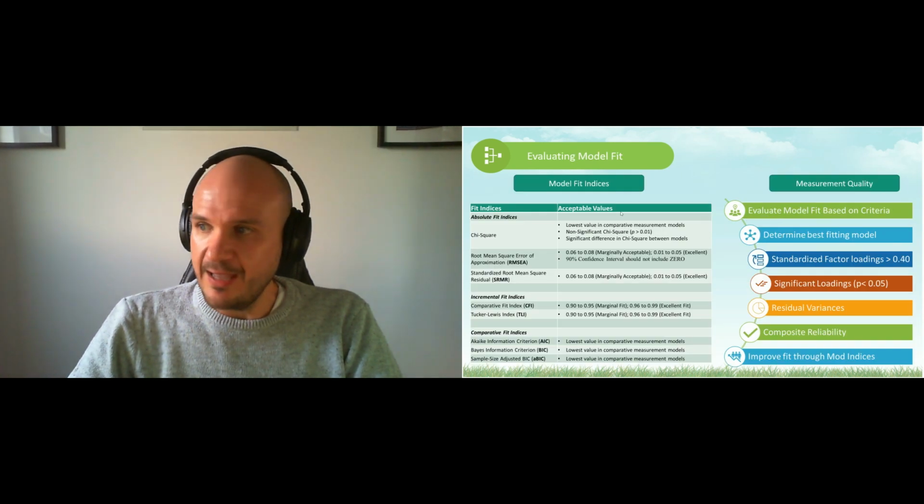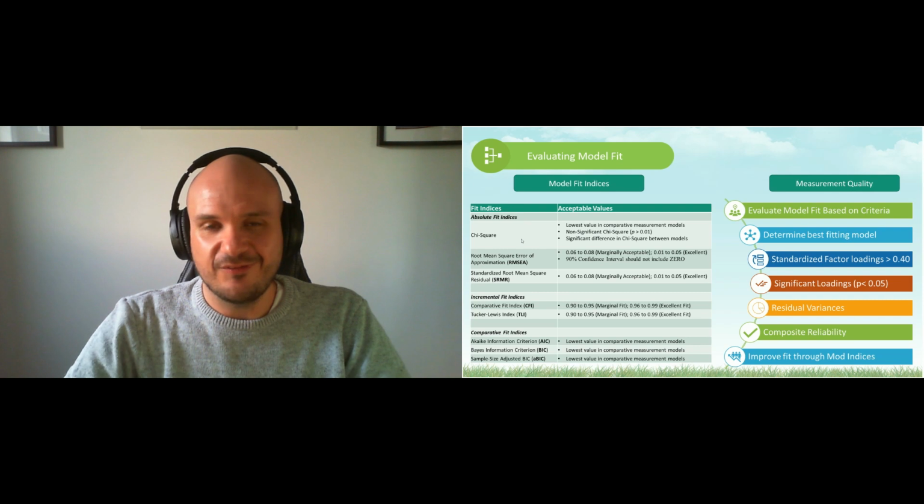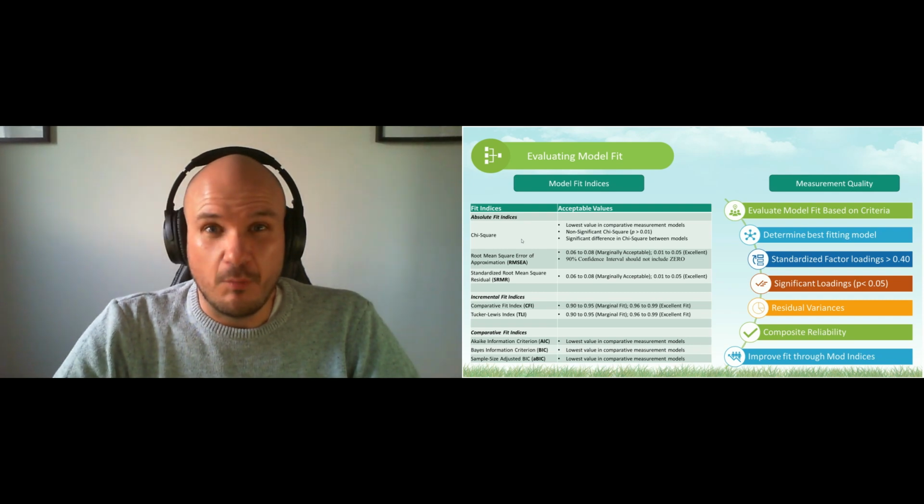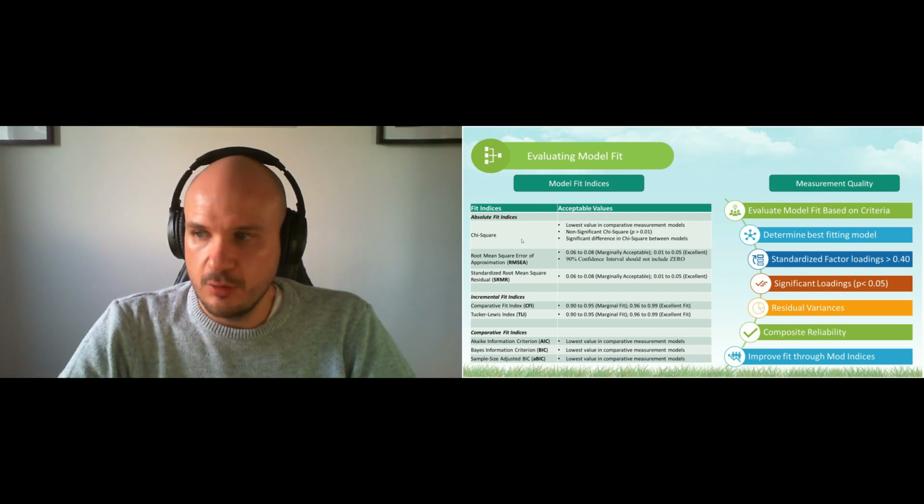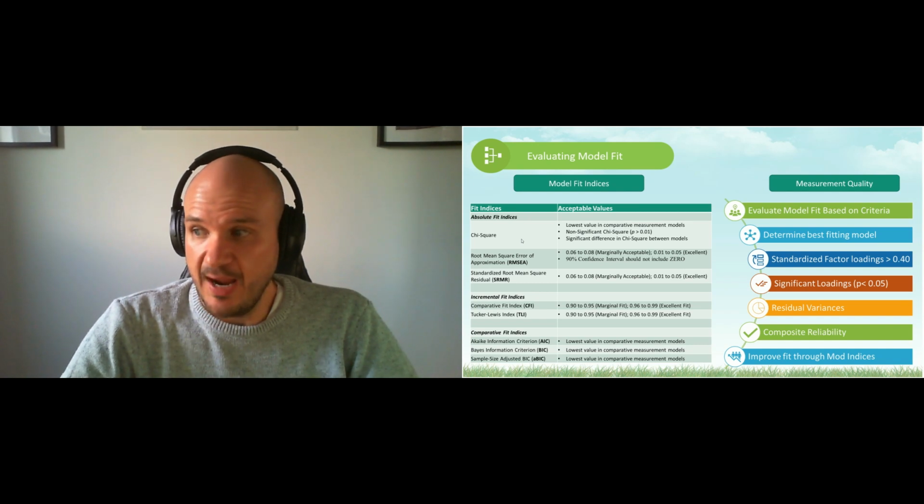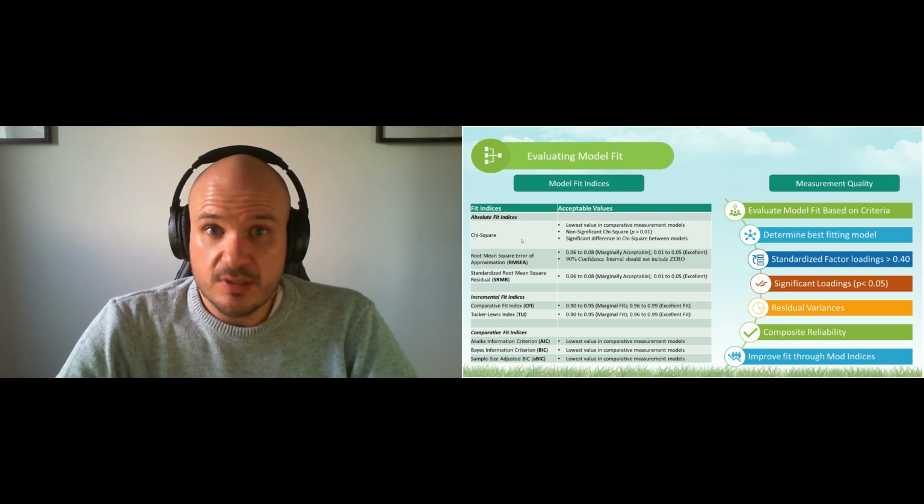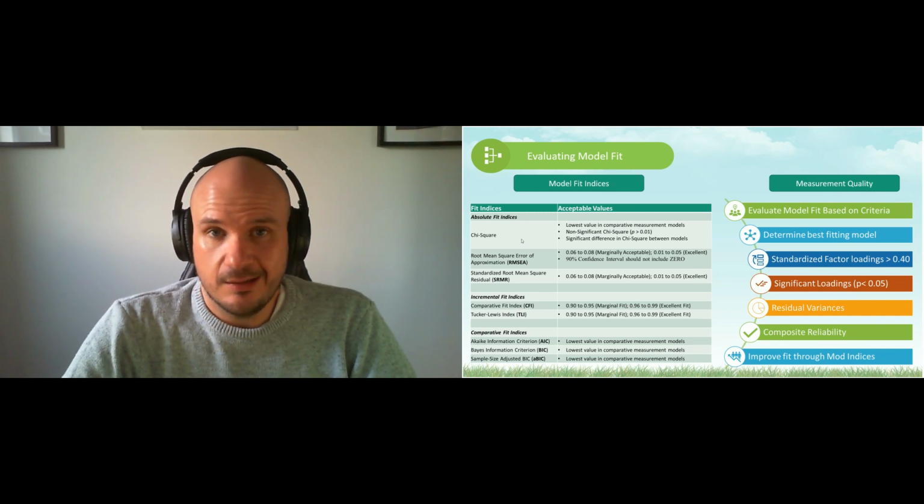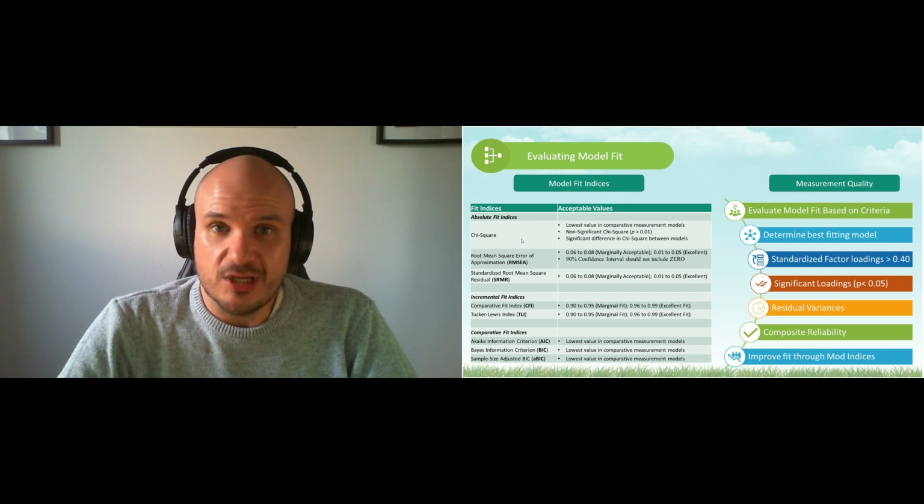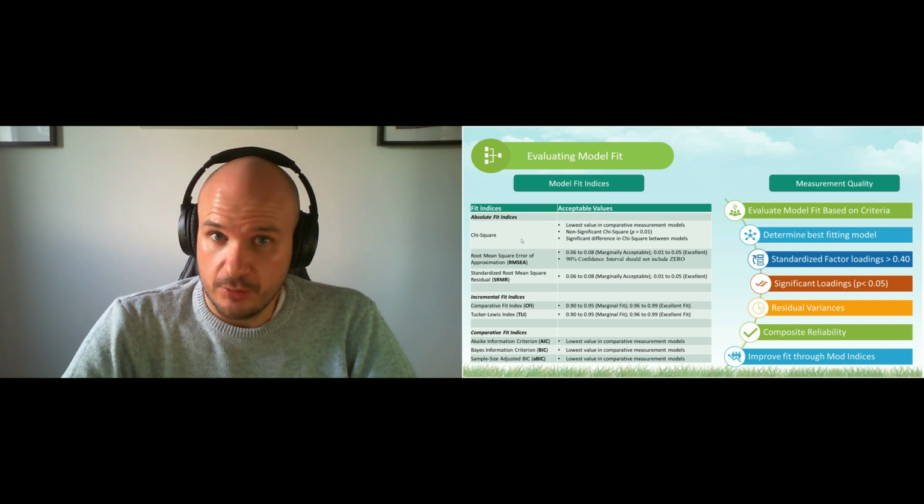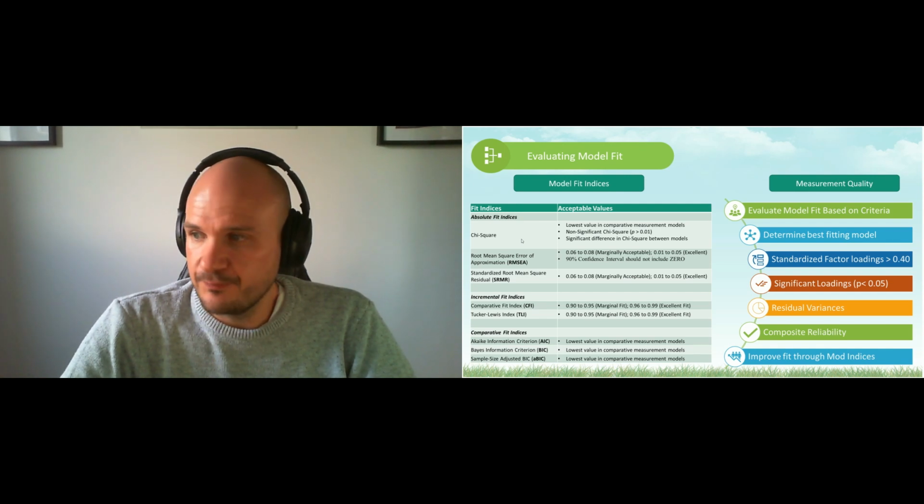If we first look at model fit indices, there are a couple of things we have to take into consideration. The first one is we always look at chi-square. Now, chi-square is an indicator of model misfit, right? So in a perfect world, we want a chi-square of zero. Unfortunately, that will never happen. So the lowest chi-square between the two or three different models that you're testing will indicate to you which is the best fitting model. So the lowest one between the three.